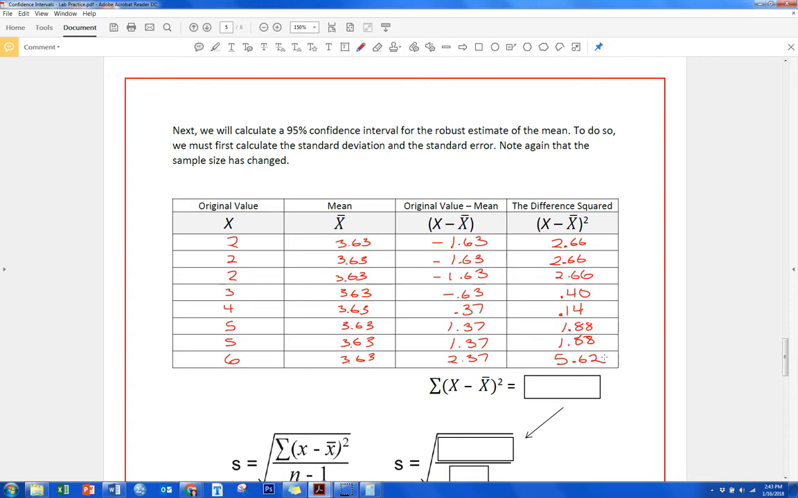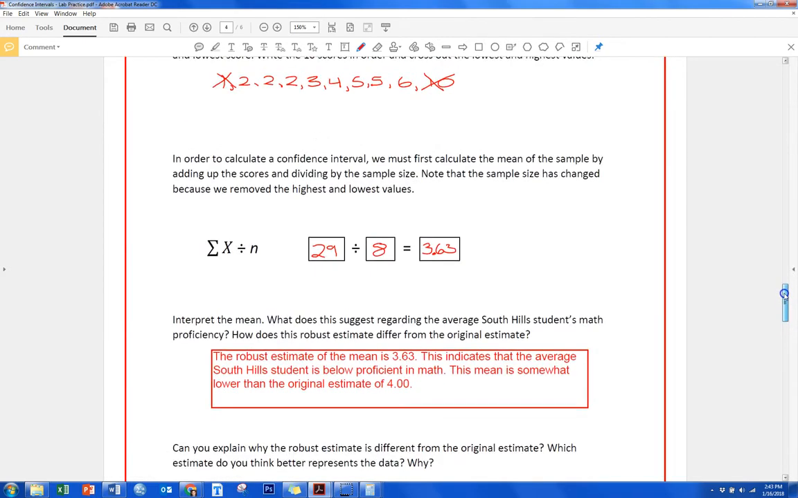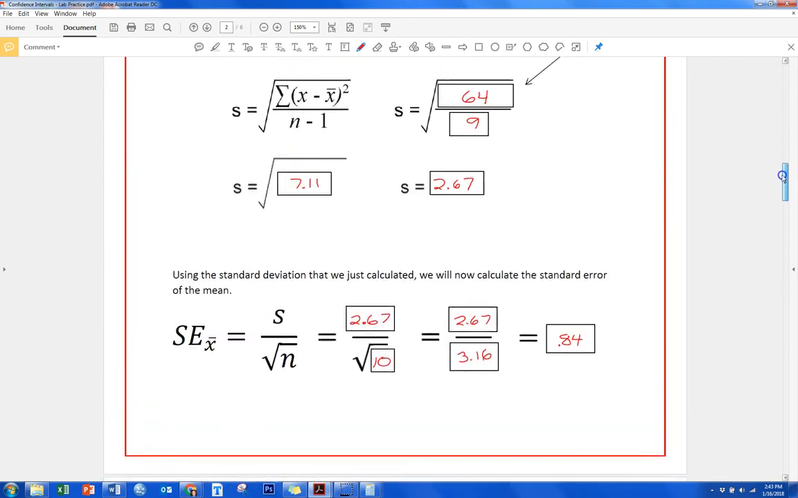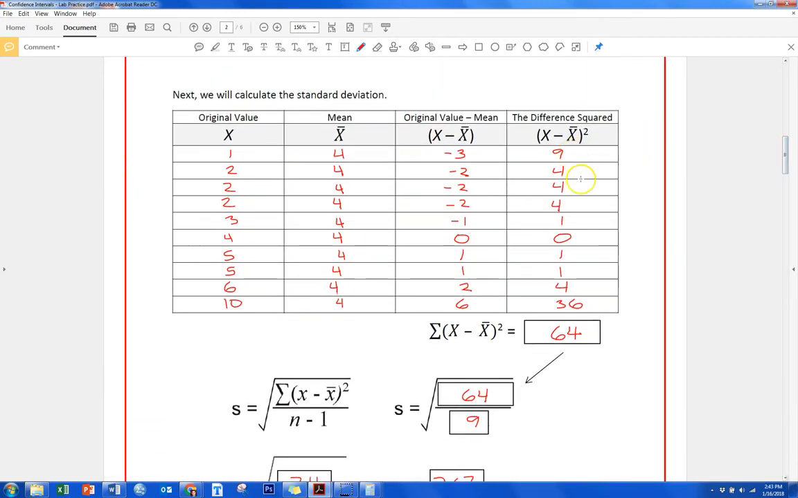So look at the difference, right? Take a look at our sum of squares. They range from 2.66 to 5.62. There's none in here that are really high. Compare this to before. When we calculated the standard deviation last time, we ranged from 9 all the way to 36.